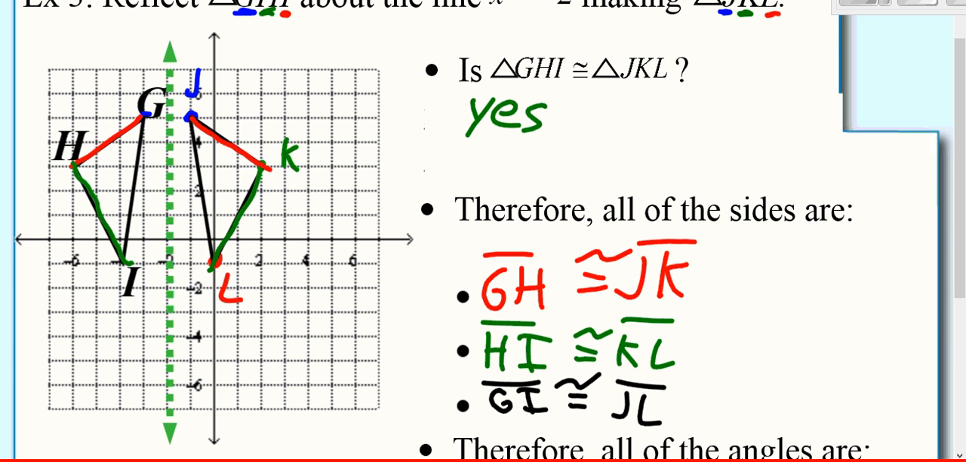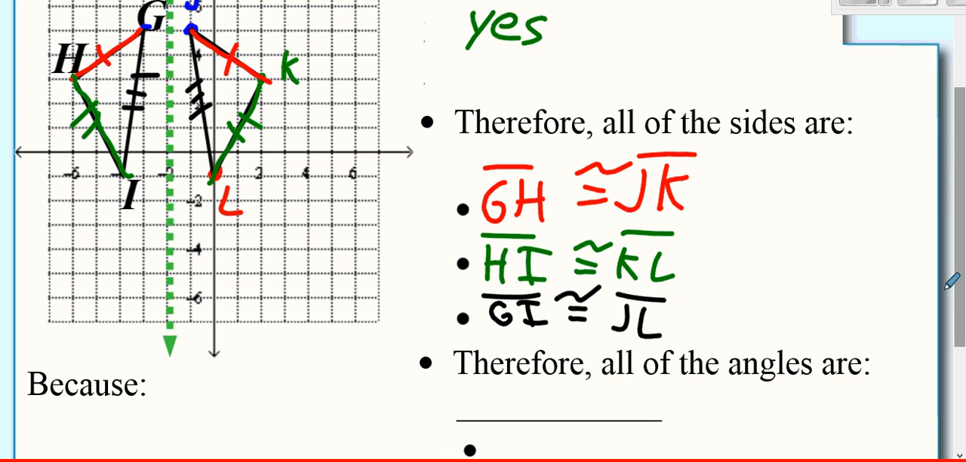So we can also put those congruency marks. 1 tick mark on GH and JK. 2 tick marks on HI and KL. Doesn't matter how many tick marks as long as they match up. And then the 3 tick marks on the third side. So all the sides are congruent. Also, all their corresponding angles are congruent. Symbol or word, whichever way you want to do it.